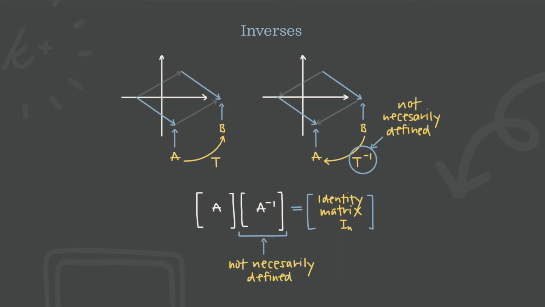So in the lessons in this section, we'll define inverses, investigate when something has an inverse and when it doesn't, and then we'll close out the section by talking about how to solve systems using inverse matrices.